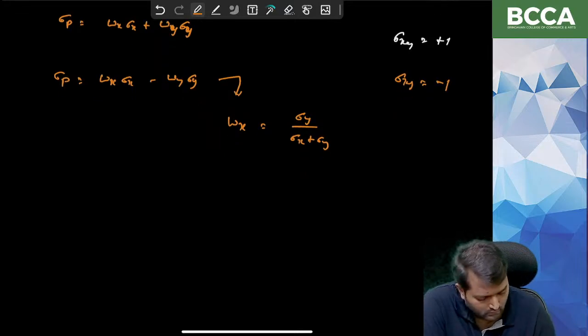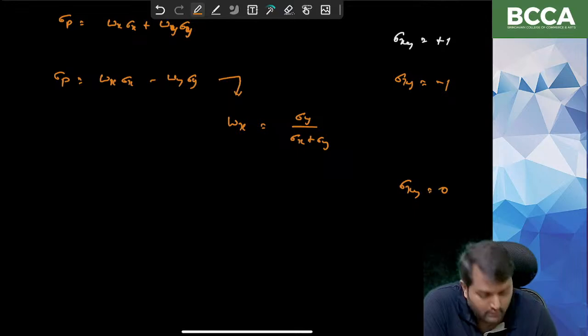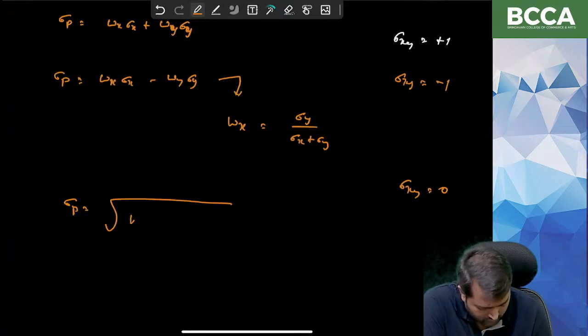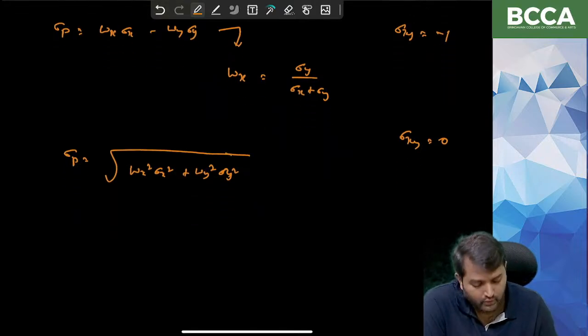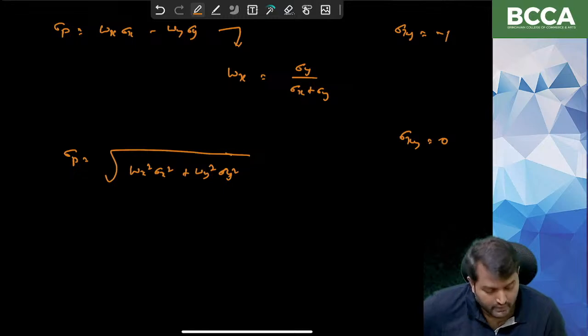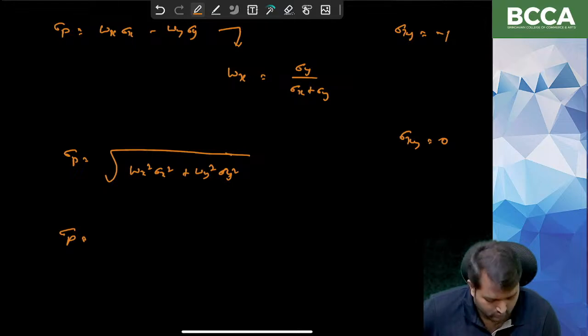Yes or no? If sigma xy is equal to 0, then sigma p is equal to square root of wx square sigma x square plus wy square sigma y square. Yes or no? Okay. If security y is a risk-free security, then sigma p is equal to wx sigma x. Yes or no?